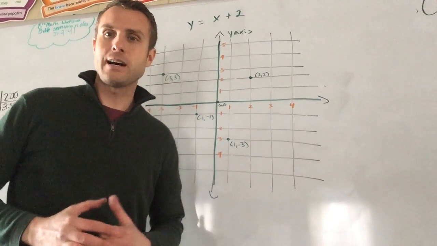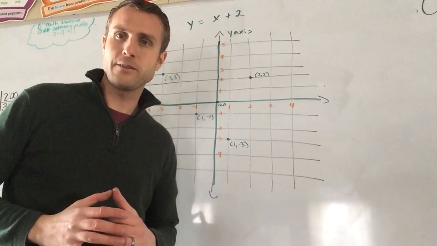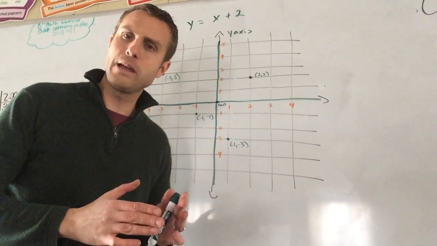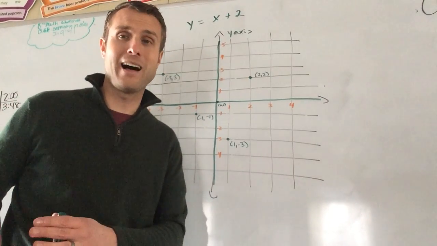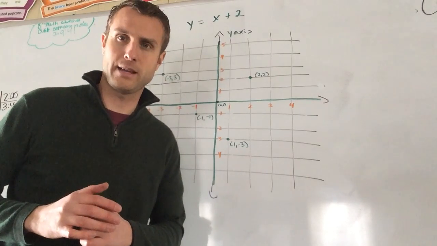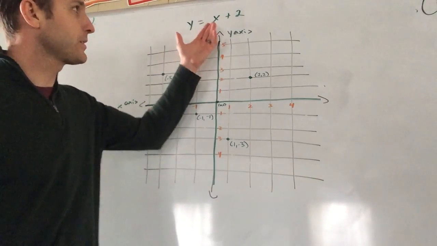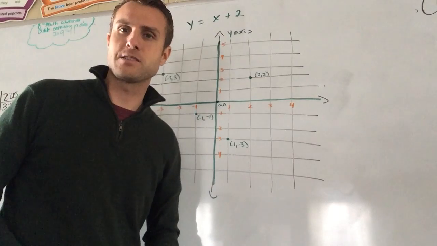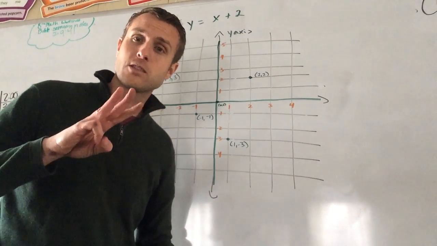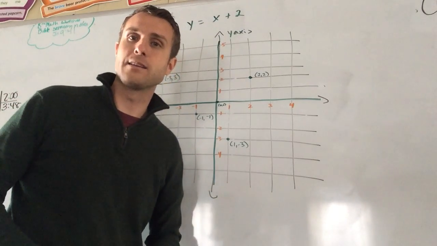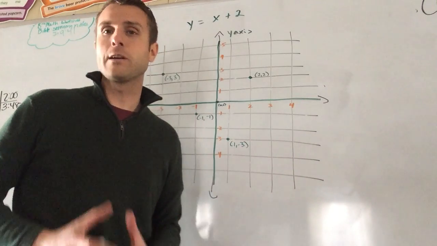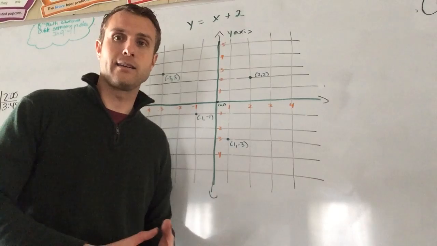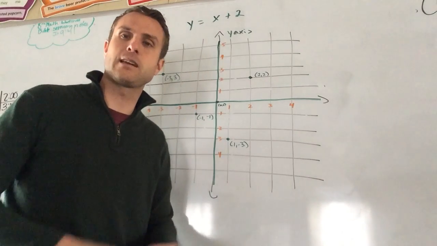Now I want to continue talking about graphing and discuss specifically if they give us an equation, how can we translate that equation into a line on the coordinate plane? So I have, for example, the equation here y equals x plus 2. There are actually 3 different ways I can graph this line. All 3 ways will give me the exact same line. It's just different ways to get to the same place.